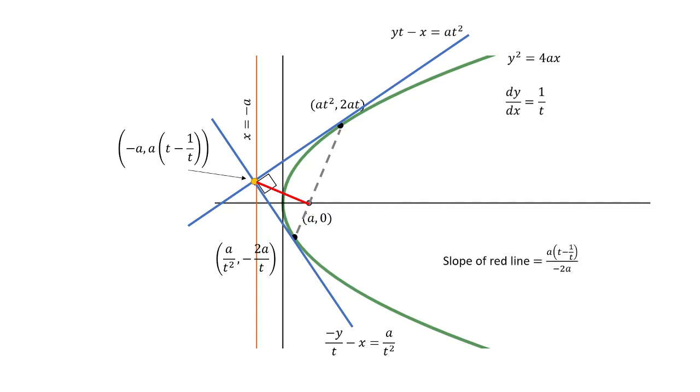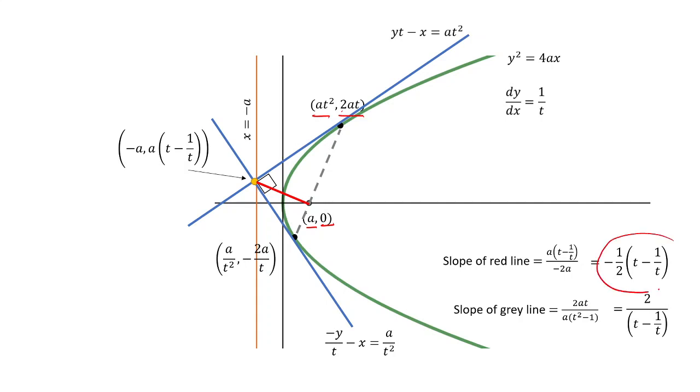So the slope of the red line, you can see, you can subtract a t minus 1 by t minus 0, and then minus a minus a, so minus 2a, and then you solve it a little bit and you get this slope. How about the slope of the gray line, which we did before also? Let's do it again. So 2at, and this time I'm using only these 2 points. Using these 2 points, 2at minus 0 divided by at square minus a, and just rephrase it a little bit, and you can see that these two slopes multiply to minus 1. So this is the perpendicular.